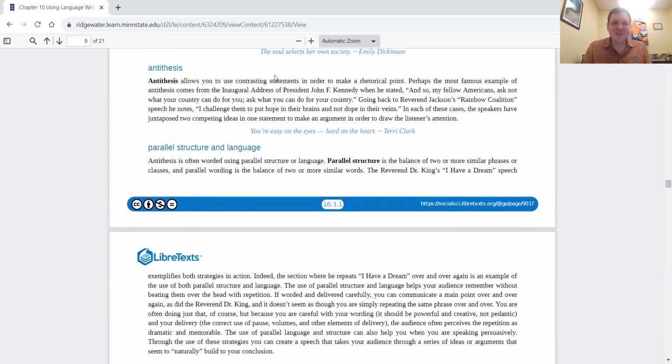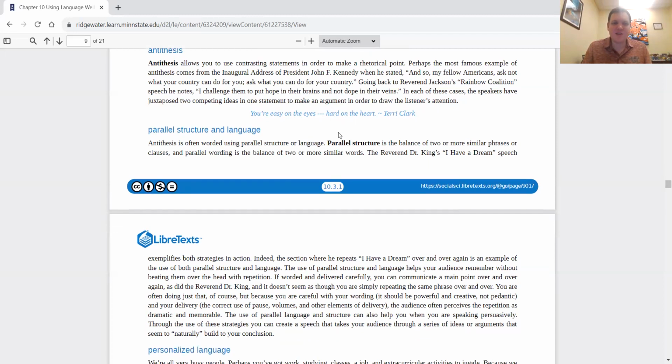It allows you to use contrasting statements to make a rhetorical point. So it talks from John F. Kennedy: "And so, my fellow Americans, ask not what your country can do for you, ask what you can do for your country." So kind of going back and forth between different perspectives. Another quote here by Terry Clark: "You're easy on the eyes, hard on the heart." So contrasting easy and hard to kind of make a point. A contrasting statement helps bring it to life and makes it more memorable.